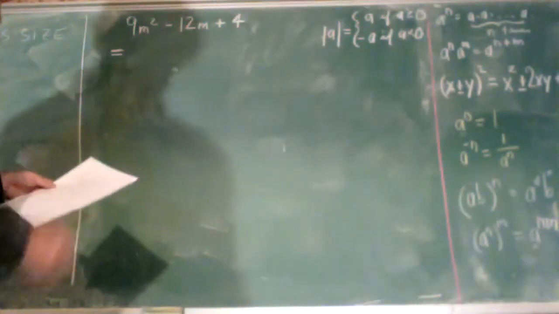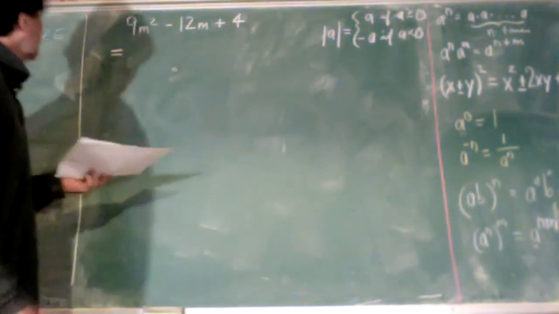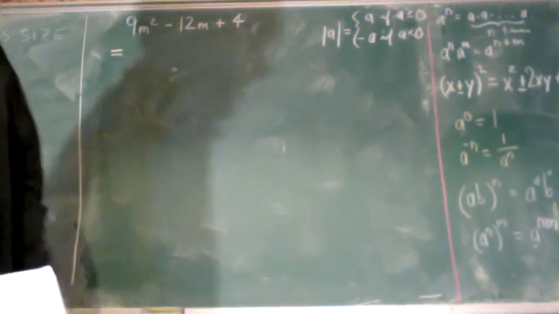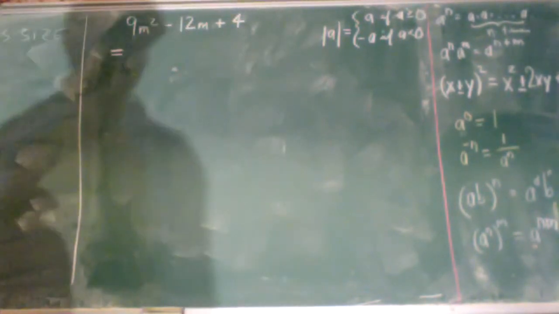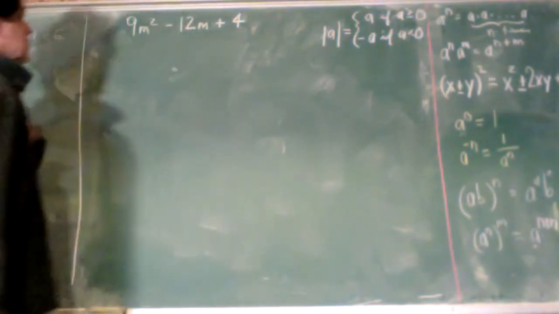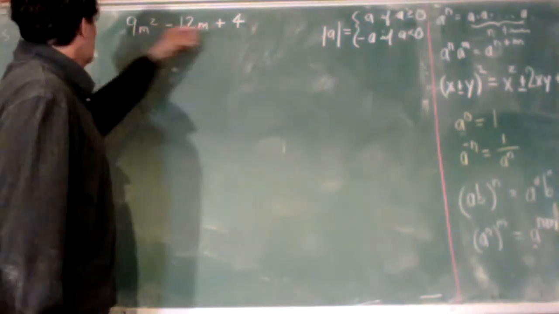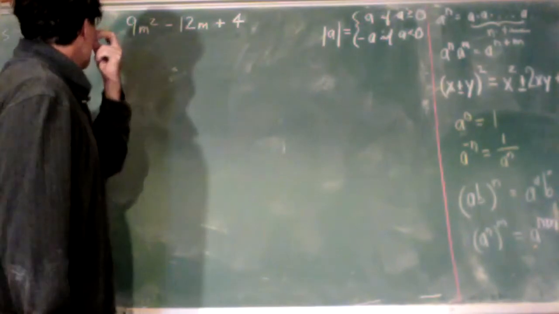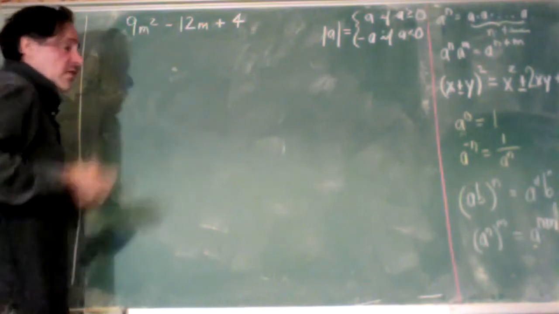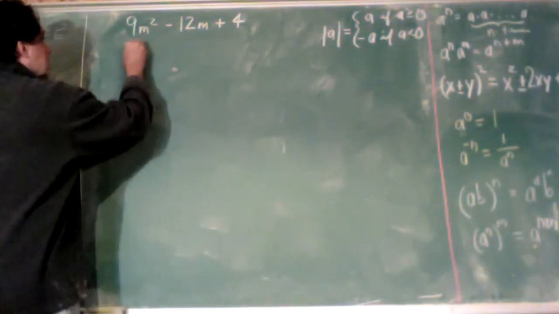For number 16, we're asked to factor the quadratic trinomial 9m squared minus 12m plus 4 if possible. So by if possible, this means we have to first determine whether indeed this factors. I just want to run a quick check to make sure that there isn't a common factor we could withdraw. There isn't. Good. So we have to run our algorithm to test whether or not there is a factorization.